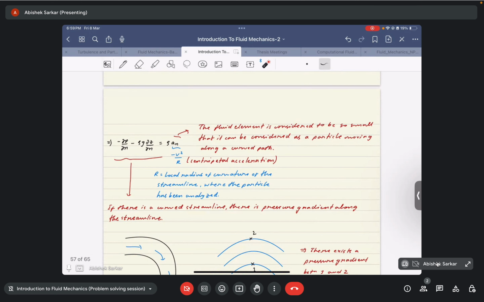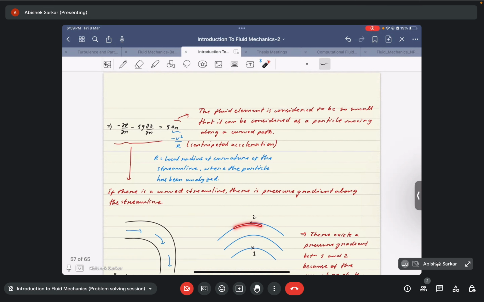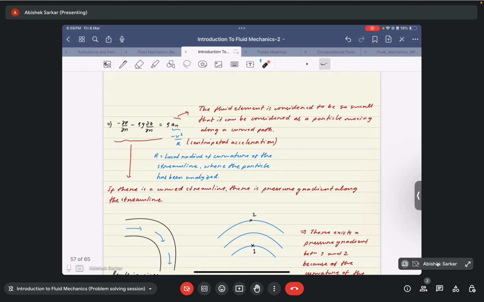Then this equation essentially tells us that if there is a curved streamline, there is a pressure gradient along the streamline. So if the streamlines are curved, this equation tells us that there is a net pressure gradient along this streamline.